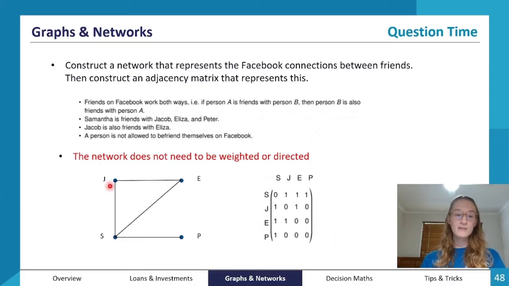So we can see that Jacob is only connected to Eliza and Samantha. So we can see there's a 1 for Samantha and Eliza, but a 0 for the other people. Eliza is connected to Jacob and Samantha, and Peter is only connected to Samantha. And we can also see that again where it's symmetrical down the leading diagonal. So that's our adjacency matrix.